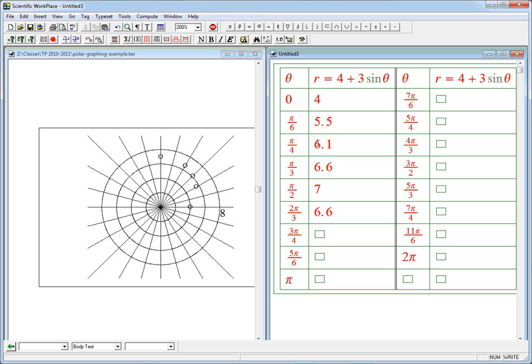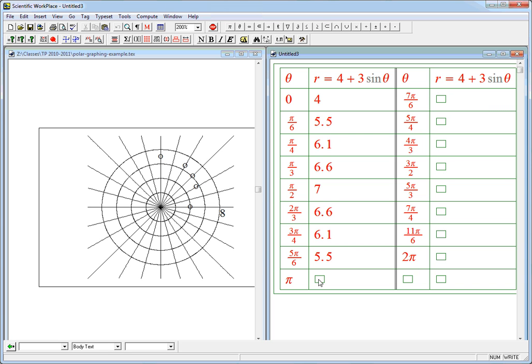Similarly, for 3 pi over 4, the sine is going to be the same as this guy. So it's going to be easy to write these numbers down. For 5 pi over 6, the sine of 5 pi over 6 is the same as sine pi over 6. So we're going to get the same numbers we got there. So this is fairly common. Simple functions of theta often give us symmetries.